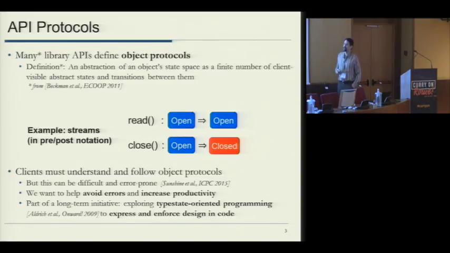So Josh Sunshine, who is here at ECOOP, has done a number of qualitative studies demonstrating that this is a real problem. And we want to help developers avoid errors working with libraries that have protocols, and also increase their productivity. And we have some studies that show both of those things are possible. What I'll show you today is a theory that explains how we can do checking in furtherance of these goals. So this is part of a longer-term initiative exploring what we call type-state-oriented programming, also mentioned in an earlier paper here at ECOOP, as a way of expressing and enforcing more aspects of design in software.